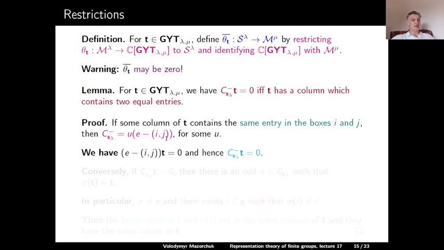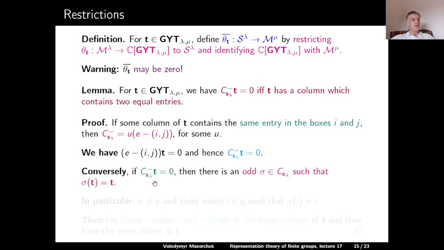lemma. And since T has the same entry in the boxes I and J, if we apply to T the identity minus the transposition of I and J, we will get zero. So this means that the antisymmetrizer for the column stabilizer of S lambda kills T in this case.